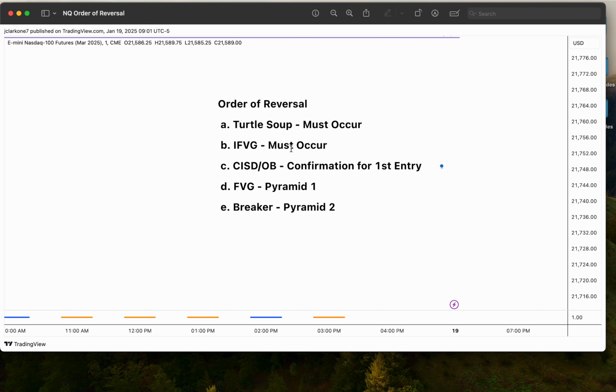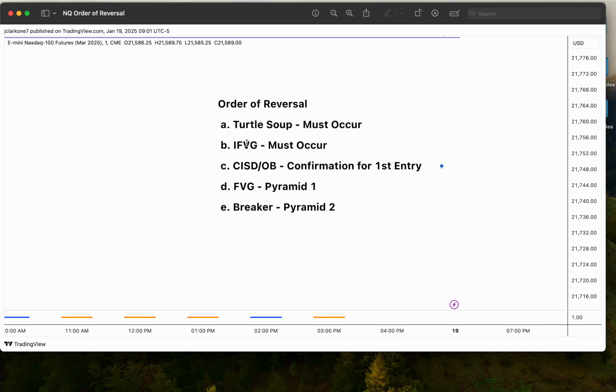The one thing is the fair value gap inversion. The inversion fair value gap doesn't have to happen. I suggest using that at first, when you're first starting the strategy, make sure every trade has that fair value gap in it that gets inverted. But you don't necessarily have to have it.